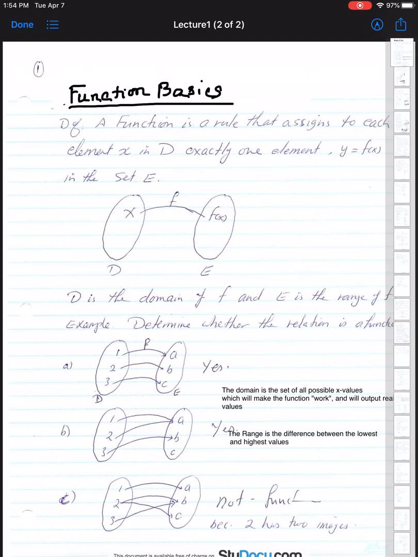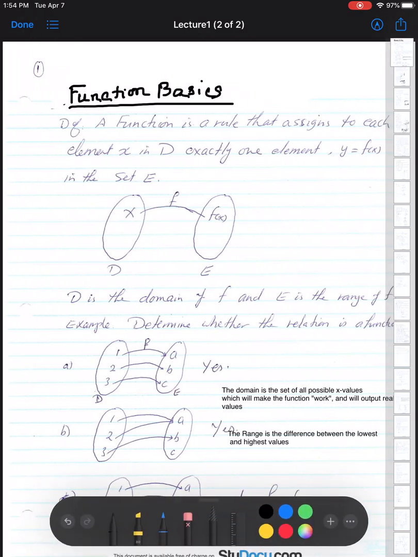So let's get started. What is a function? A function is a rule that assigns to each element x in D exactly one element y equal to f of x in the set E. So if you have one x, you will have only one f of x, which is equal to y. D is the domain of the function, E is the range of the function. What is domain? Domain is the set of all possible x values which will make a function. Range is the difference between lowest and highest values.